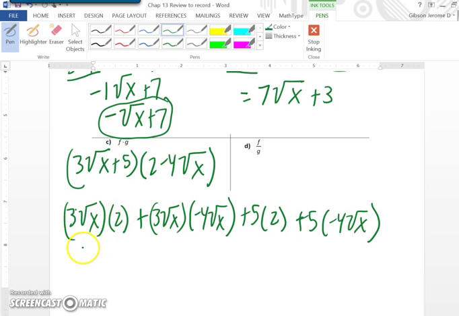Now, 3 square root of x times 2 is 6 square root of x. 3 square root of x times a negative 4 square root of x will give us a negative 12. And we know square root of x times square root of x is just x. And then 5 times 2 is 10. And 5 times a negative 4 square root of x is a negative 20 square root of x. Now we combine the like terms.